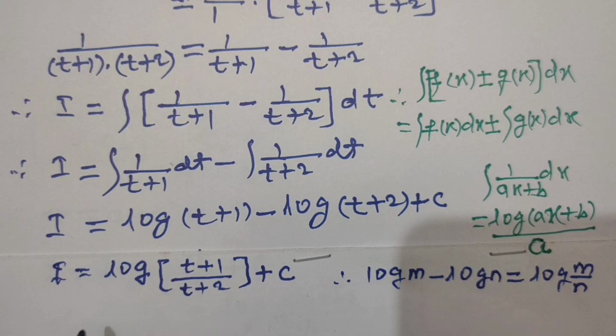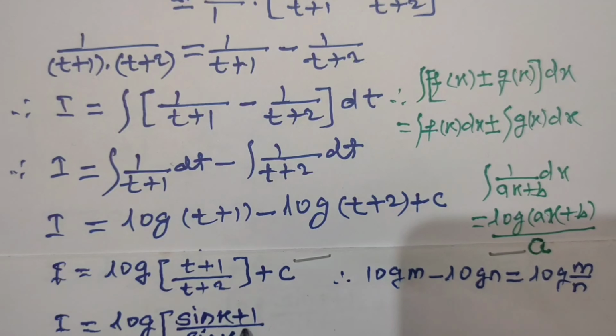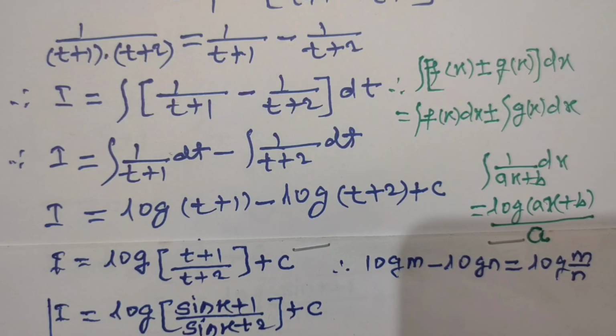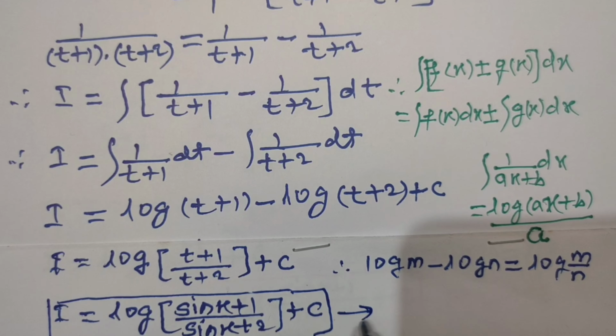Since t is equal to sin x, replace t by sin x. Hence I is equal to logarithm of (sin x + 1) divided by (sin x + 2), plus this integral constant c, and this is the value of the given integral, which is nothing but the answer.